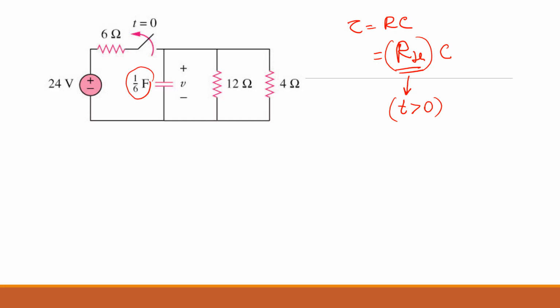So let's redraw the circuit. When the time is more than 0, the switch is open, and this part of the circuit is not there because the switch is open, it is disconnected, and your circuit will look like this. Do you agree with that or not?